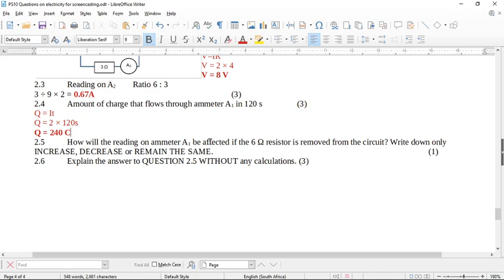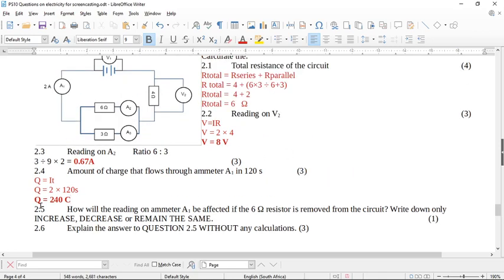How will the reading on ammeter A1 be affected if the 6 ohm resistor is removed from the circuit? Increases, decreases, or remains the same. First, find the 6 ohm resistor. The 6 ohm resistor is in parallel. If we remove a parallel resistor, the resistance is going to increase. If the resistance increases, the current is going to decrease.